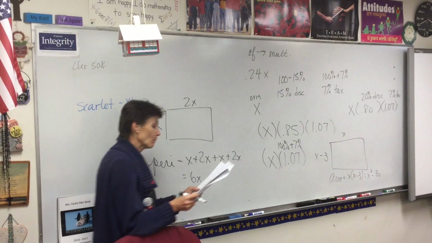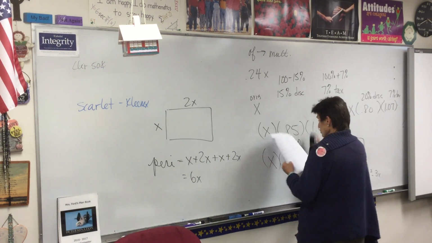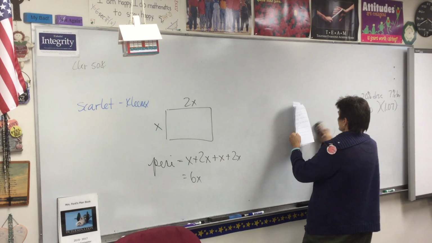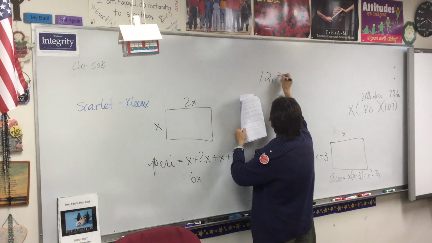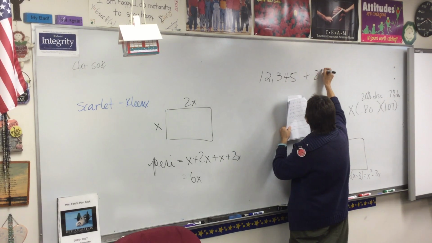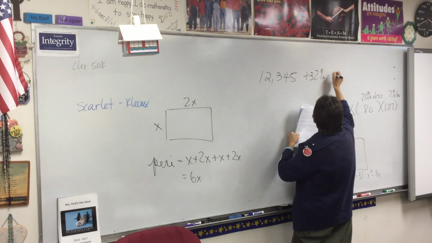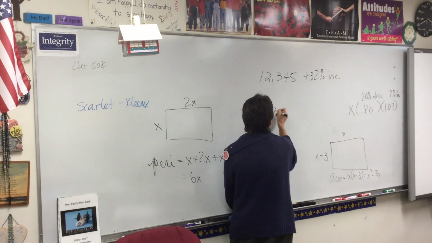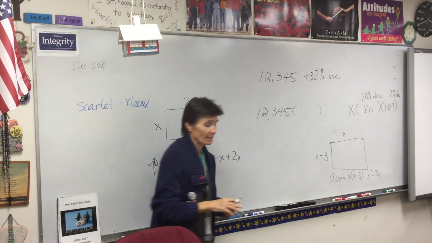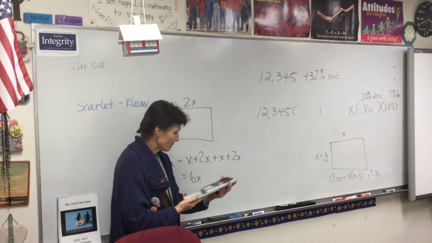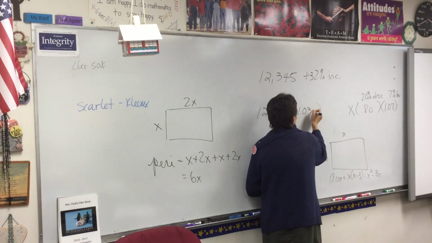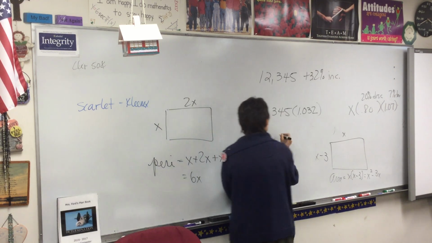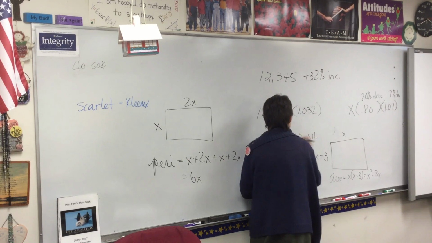Not too bad. All right, now we're going to actually do some problems. So let's look at part 2A. Your favorite teacher received a 3.2% increase. Her original salary was 12345, and she got a 3.2% increase. What is her new salary? So we're going to take 12345, and we're going to multiply it by something. 1.032. So 12345 times 1.032, 12740.04 is the answer to the question.